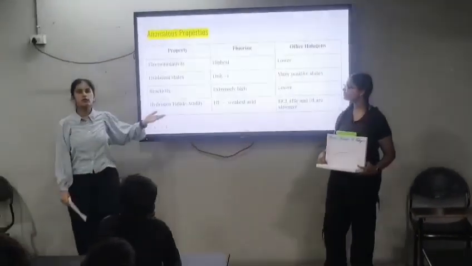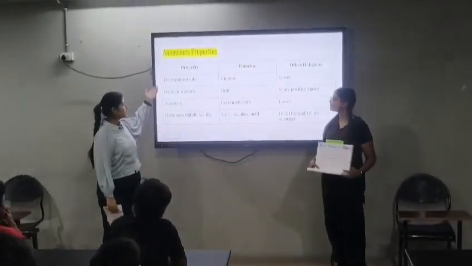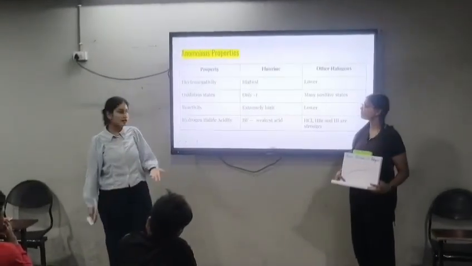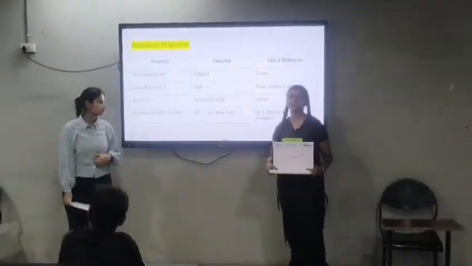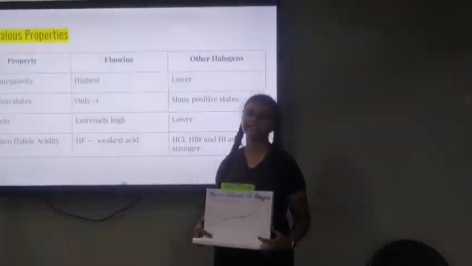This is an overview of all the anomalous properties shown by fluorine. We have seen electronegativity. Fluorine has the highest, while other halogens show very low electronegativity. Helps us understand the periodic table. Fluorine stands as an exceptional.